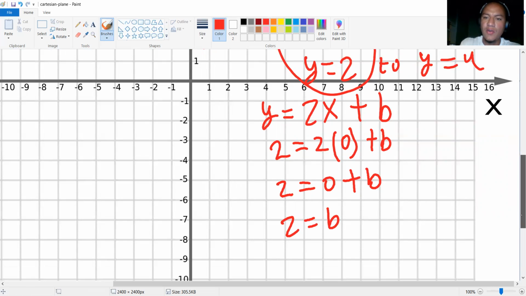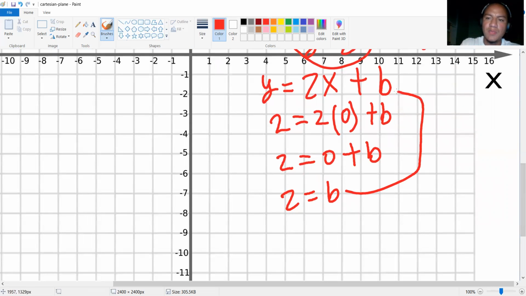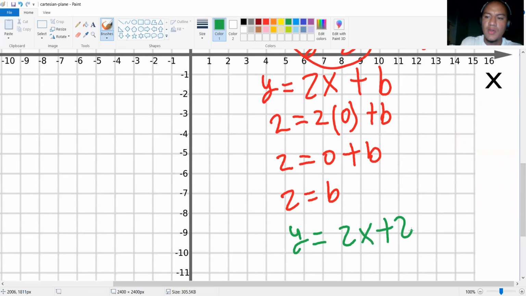And so the final thing we have to do is basically just plug 2 into b. And so the linear equation becomes, in green, y equals 2x plus 2. That makes sense.